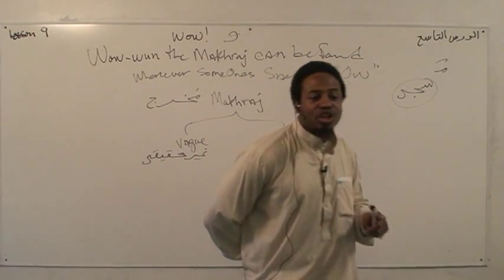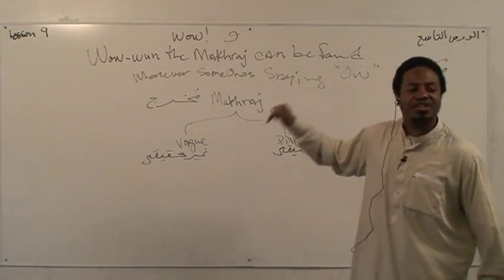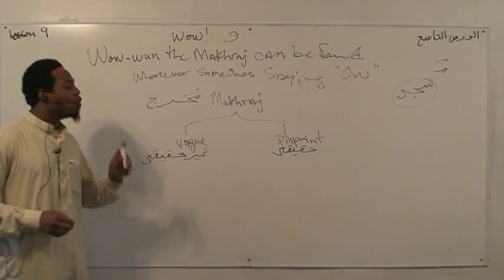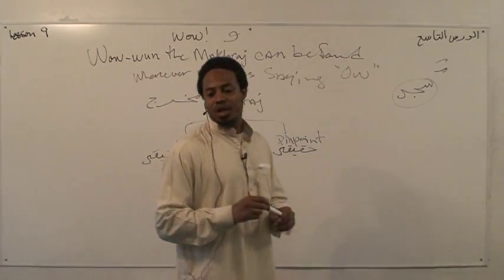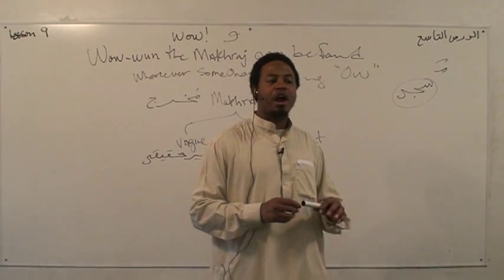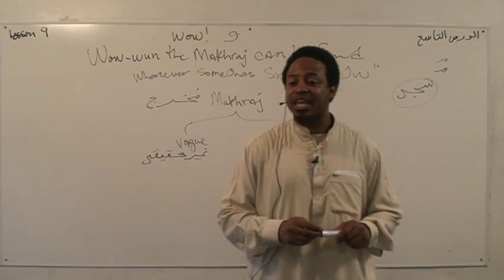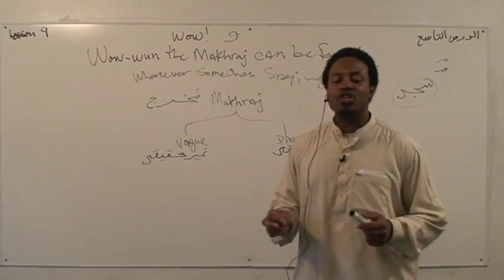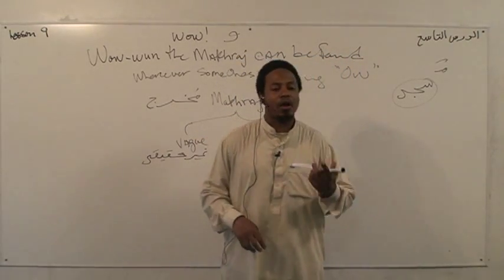Can you find the makhraj of wow? Say ow. Is it pinpoint or is it vague? It's vague. You're very right. Why is it? Because you can't put your finger on it. There are three letters that are vague in the Arabic language. Alif is one of them. Wow is the second one. When the other one comes, it's ya. These are called the hawa letters. They come with air.